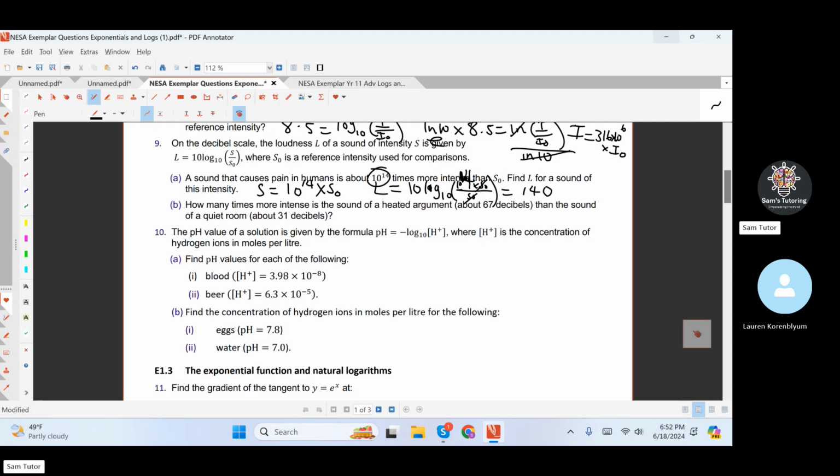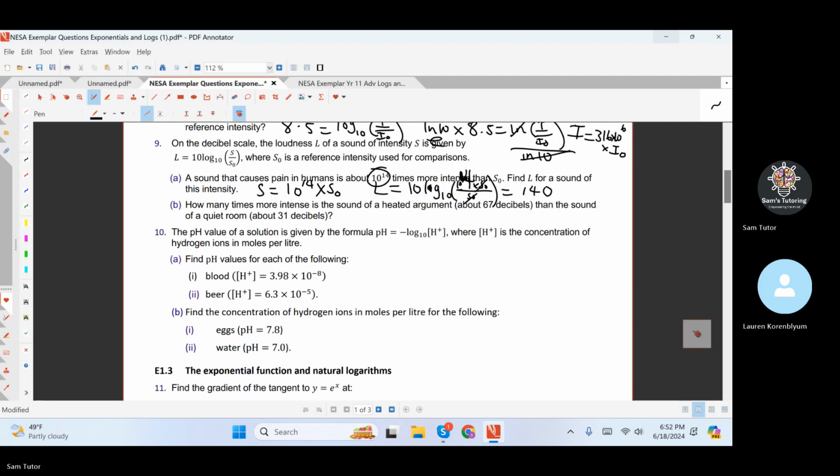And how many times more intense is the sound of a heated argument? So if you get angry and you start talking loud, which is about 67 decibels, than the sound of a quiet room, which is about 31 decibels? Okay, what do you guys think you're going to do there? How many times more intense is the sound of a heated argument, which is 67 decibels, than the sound of a quiet room, which is about 31 decibels?